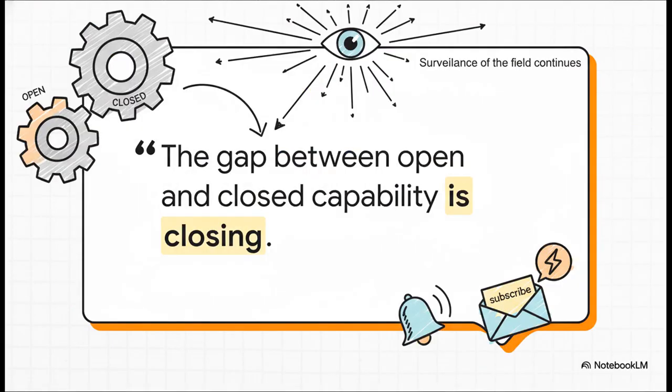The timeline has clearly accelerated. From autonomous agents that can master any simulation to open source models that are outperforming proprietary systems, the gap is closing. The verdict is clear.